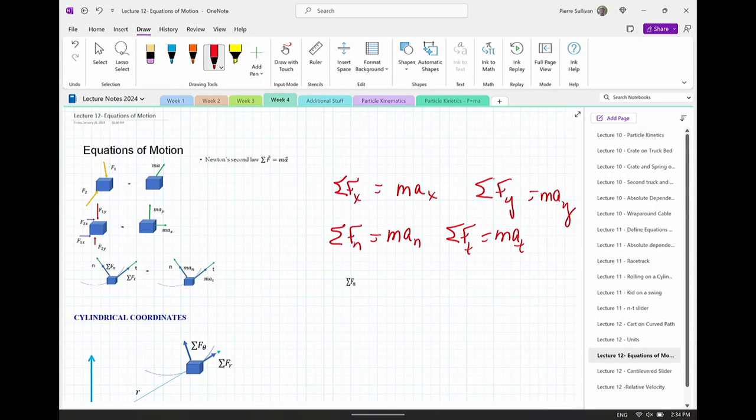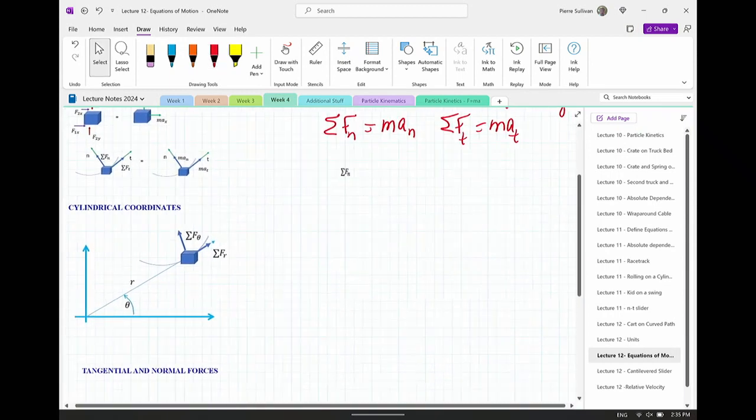The resultant force, the total force, is equal to mass times acceleration tangential and normal. So the last one, no surprise, you're missing it.